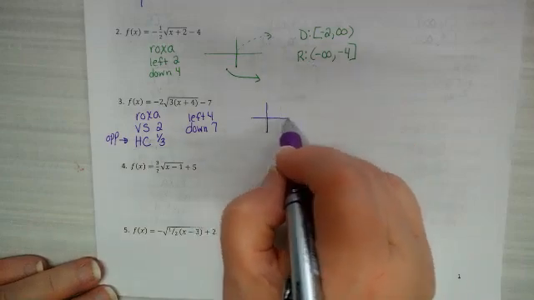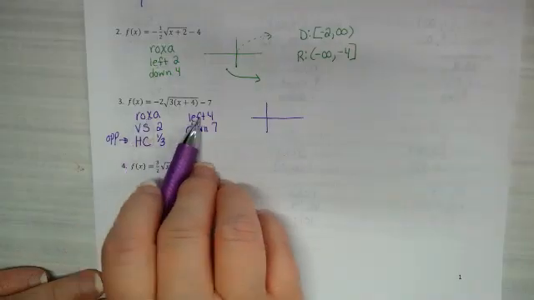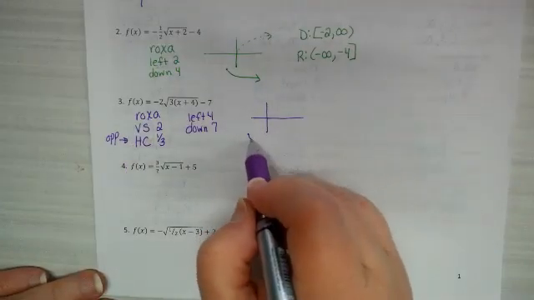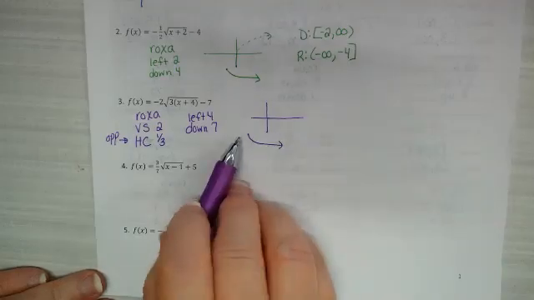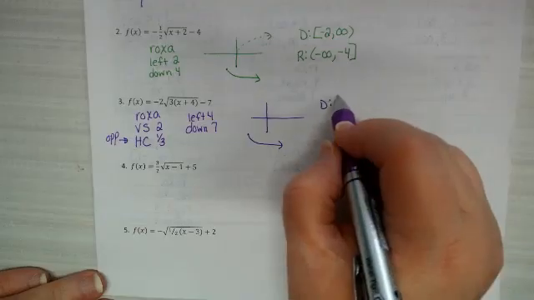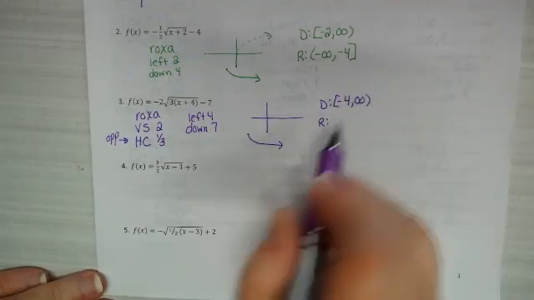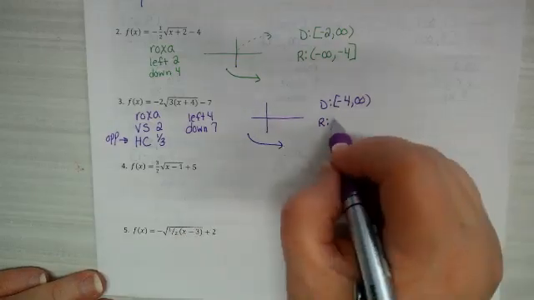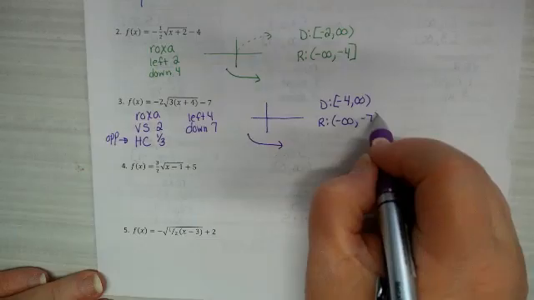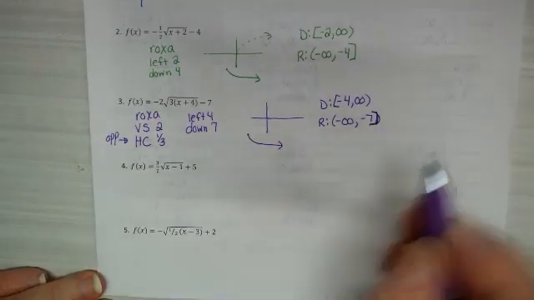So I'm just going to sketch a graph so I can get an idea. It reflected. I went left 4, down 7, and because it's a reflection, it's the bottom side. So my domain goes from -4 to infinity, and my range, because it was a reflection, starts at -infinity and goes up to -7. And -7 gets a bracket.